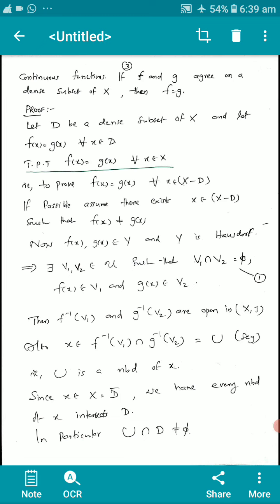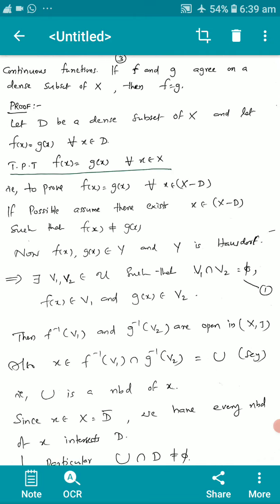What we have to prove? f equal to g we have to prove. That is, f(x) equal to g(x) for every x in capital X. In that way we have to prove. Not only for the case of D, instead we are discussing the whole space: f and g agree on D in the sense that f and g agree on X. That's what we have to prove.